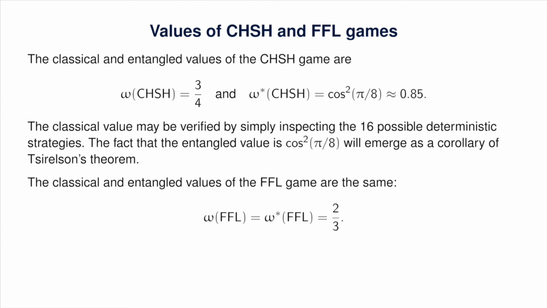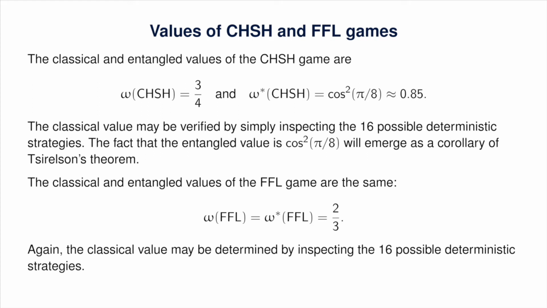Turning to the FFL game, we find that the classical and entangled values are in fact equal for this game. They're both equal to 2/3. That might give you the impression that the FFL game isn't all that interesting, but it actually is pretty interesting, as I suggested before, and we'll discuss that in the next lecture. And it's also healthy to recognize that entangled strategies aren't always strictly better than deterministic strategies. Here they don't provide any advantage at all.